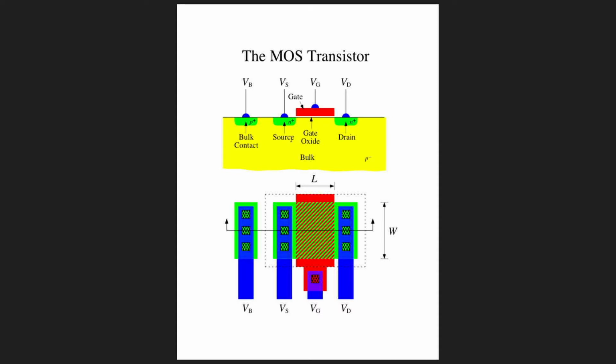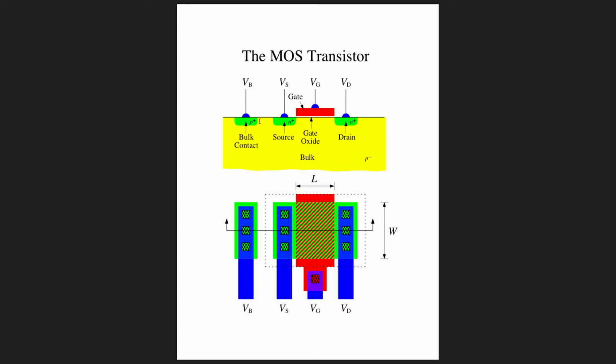And so the idea is that we have the silicon substrate, which is also called the bulk, which in this case is lightly doped p-type. And we have a gate separated from the surface of the silicon by a thin oxide. And on either end of the gate we have a heavily doped N+ region, and one of these is called the source and the other one is called the drain.